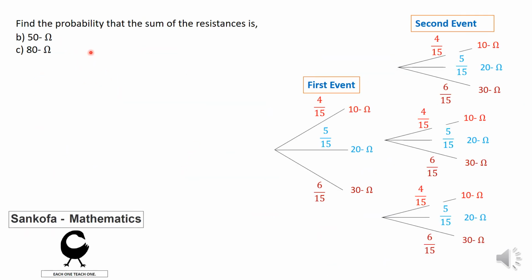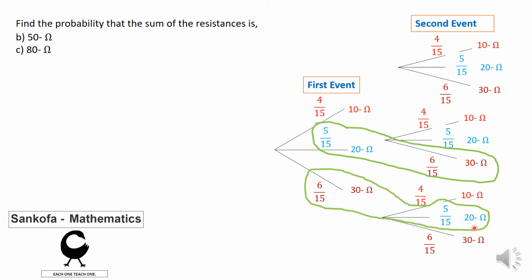And also, when you have to find the sum of the resistances and it's 50, now you have to look at the combination where you can get 50. It is either you start with the 20 here and that 30 ohms there. So that's 5 over 15 times 6 over 15. Remember, when you go along the branches here, you multiply. And you're going to add, because we're going to also have another combination here, which is this 30 here plus this 20 here. That is also going to give us a 50 there. So you have 5 over 15 times 6 over 15 plus 6 over 15 times 5 over 15, and then you get your final answer.